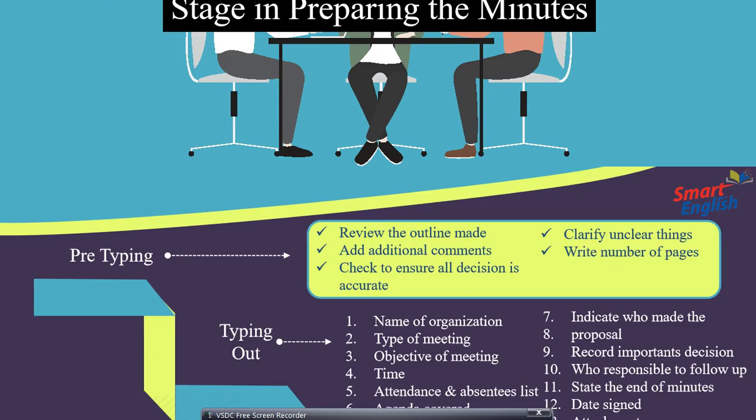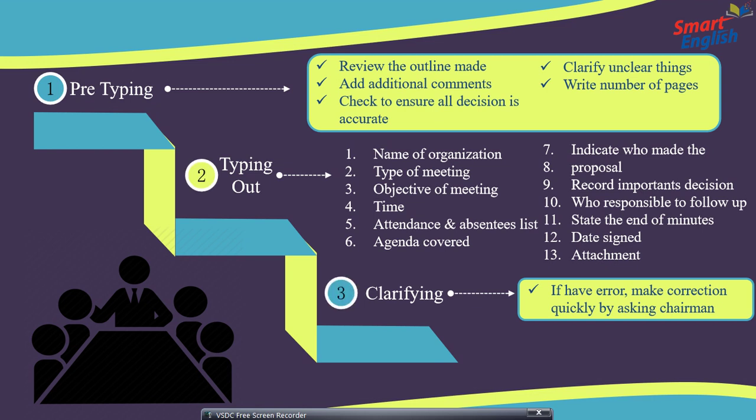This stage in preparing the minutes has 7 points that we have to do. For the first point, pre-typing, we have to review the notes or the outline made and add additional comments if not given. Next, we have to check to ensure all the decisions, actions, and motions are clearly noted. Next is to clarify what is not understood right after the meeting. And the last is to number the pages of the notes in order to avoid confusion afterward.